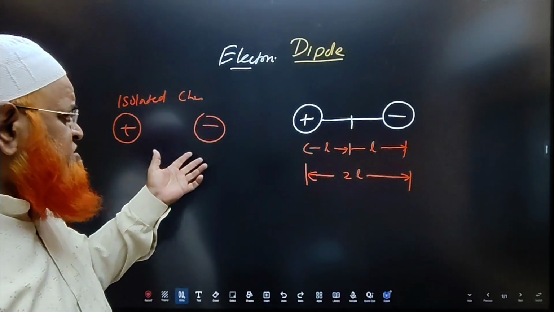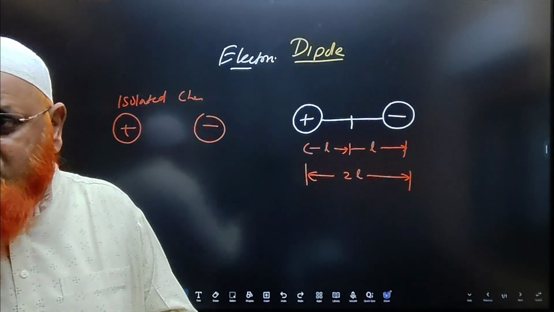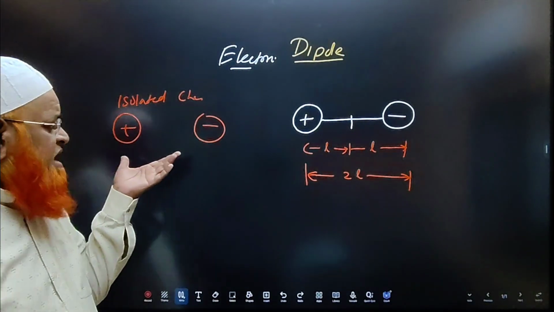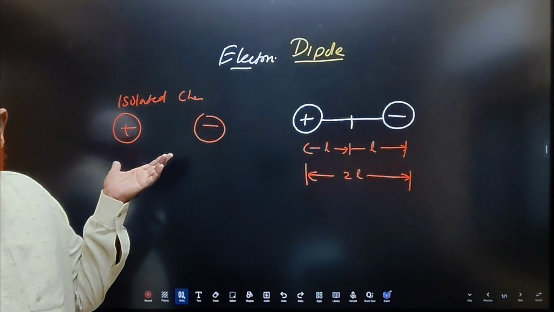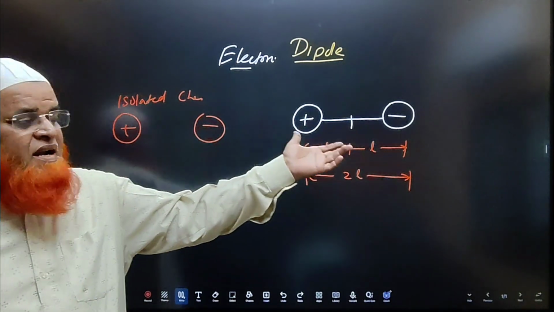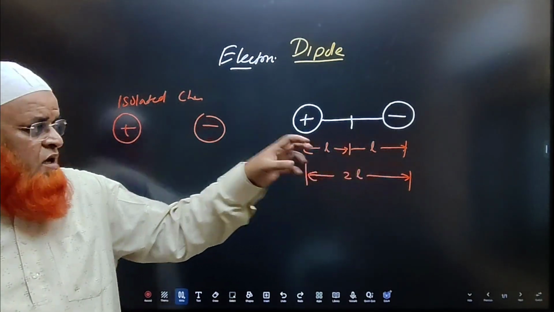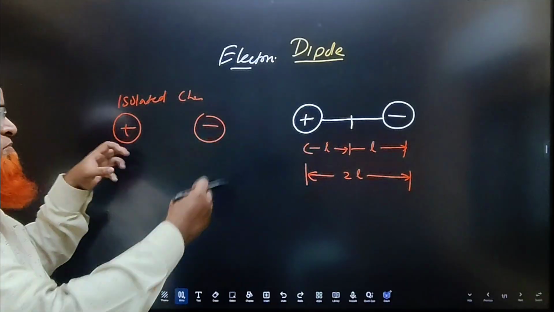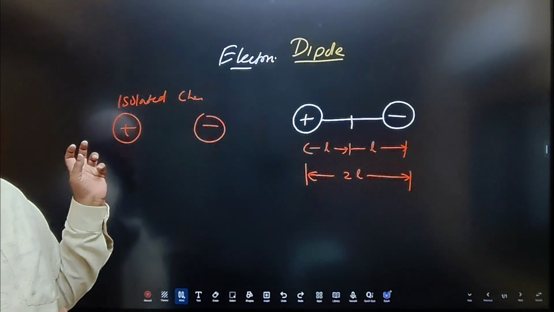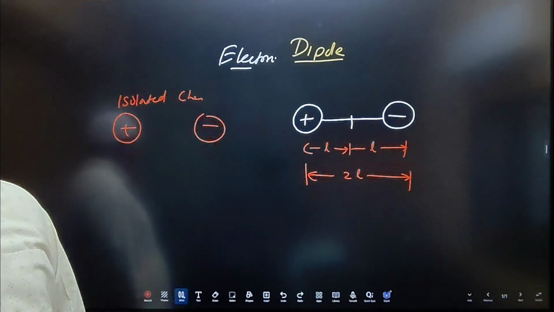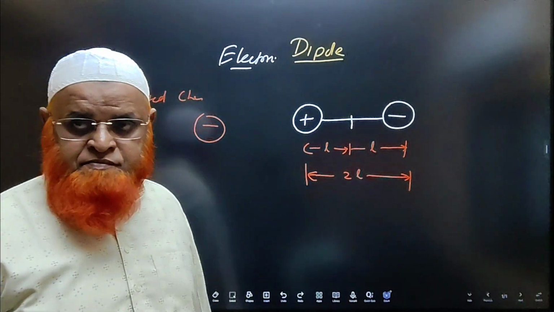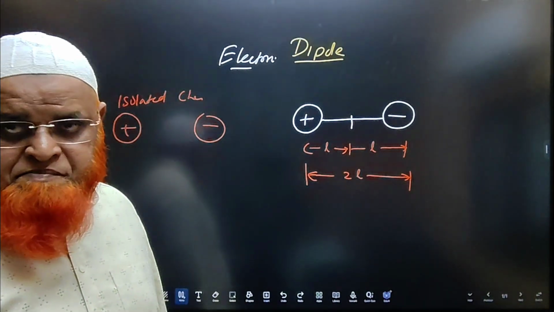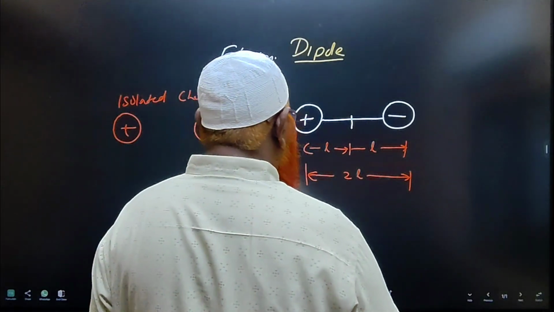What is the difference between these two? The same difference as between an unmarried couple, boyfriend and girlfriend, and a married couple. An unmarried couple can be separated. You can separate one positive charge and one negative charge which are attracting each other, but you can't separate these two. Electric dipoles cannot be separated. This is just like a married couple, you can't separate them.